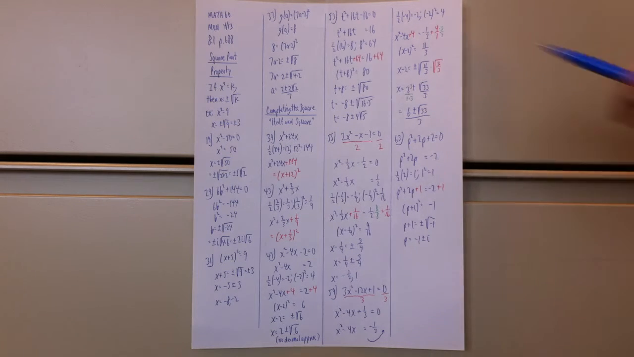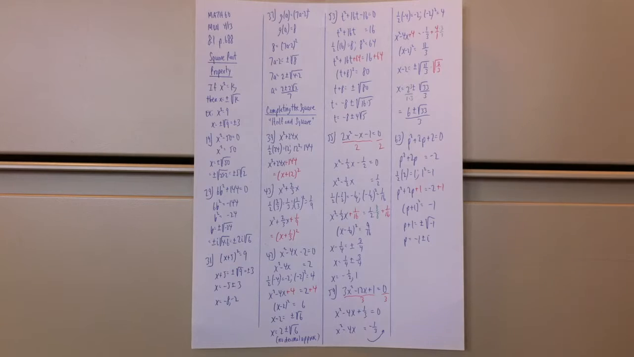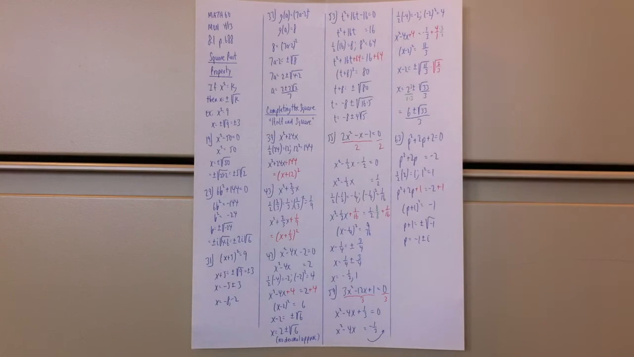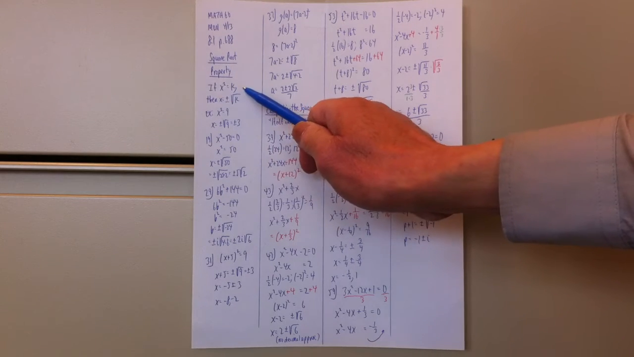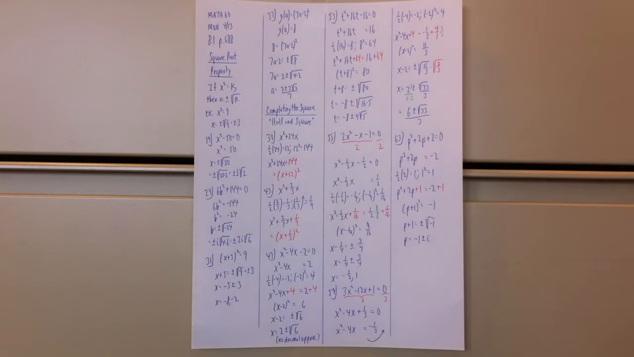These are notes from Mel Ham's Math 60 at City College of San Francisco for Monday, April the 13th, section 8.1, page 688. Section 8.1, we deal with something called the square root property, which says if you have x squared equal to some number k, then x is equal to plus or minus the square root of k.